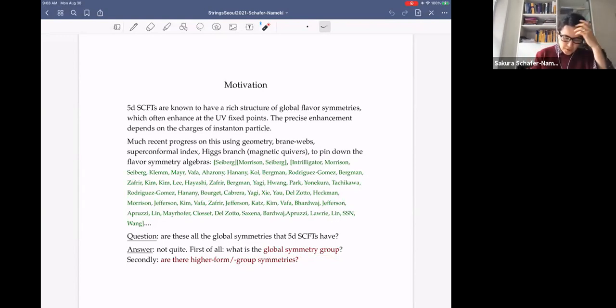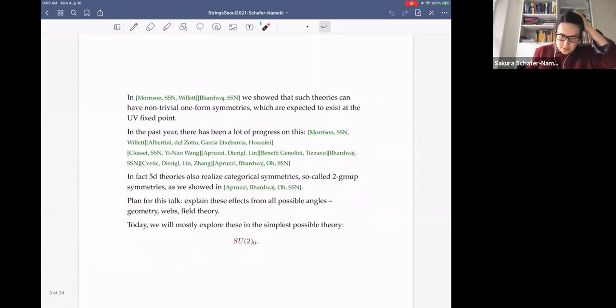And the second question is, really with the advent in 2014 of all these higher form symmetries, higher group symmetries, are these structures present also in five dimensions? So that's where we're going to be making some progress in this talk.